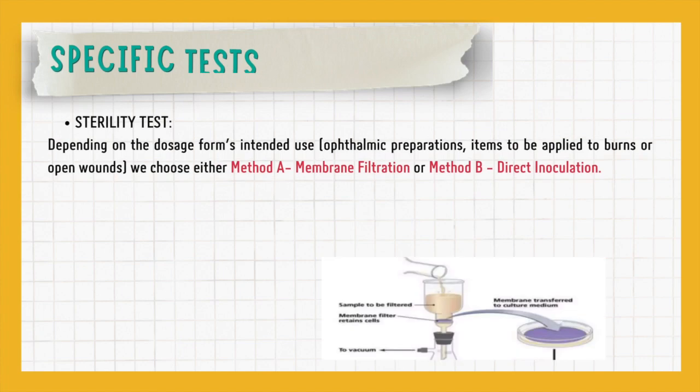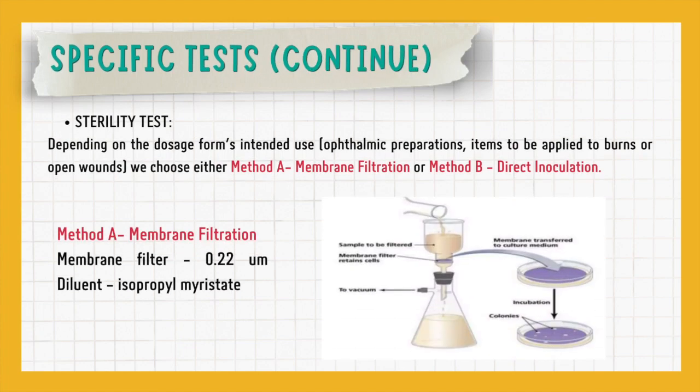Sterility test. Depending on the dosage form's intended use, we choose either method A, membrane filtration, or method B, direct inoculation. Method A, membrane filtration. Diluted in a sterile solvent such as isopropyl myristate. Aseptically dispense the appropriate amount of product as required. Then allow all the fluid to filter through the membrane. The growth media we use are soybean casein digest medium and clear fluid thioglycolate medium.